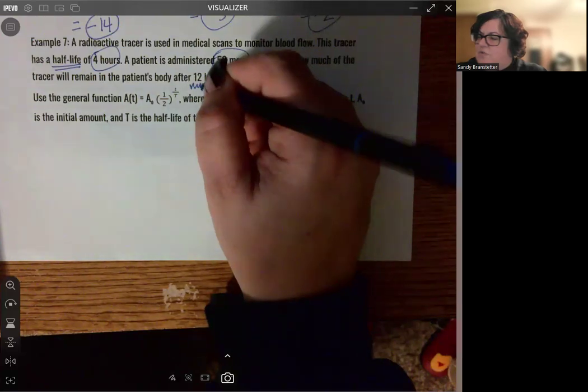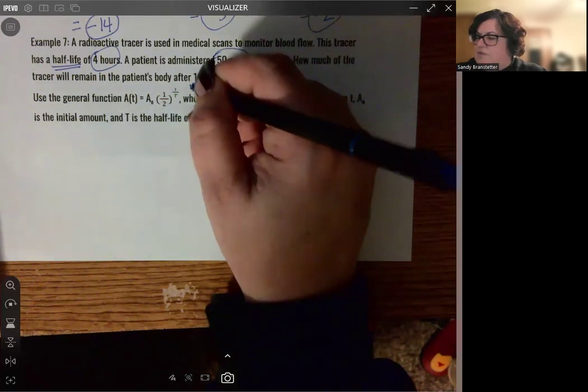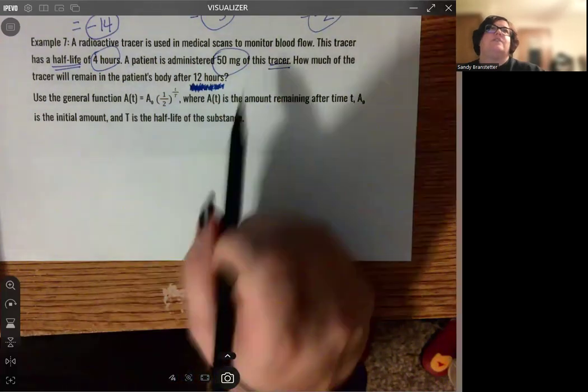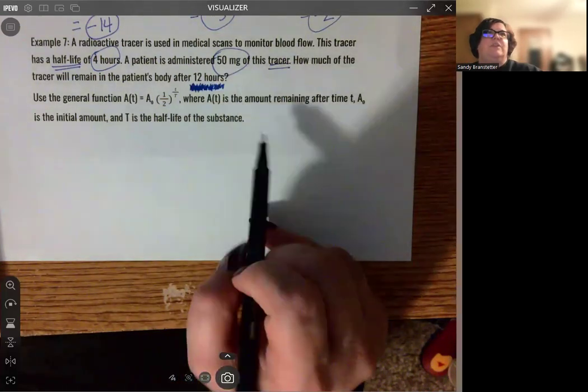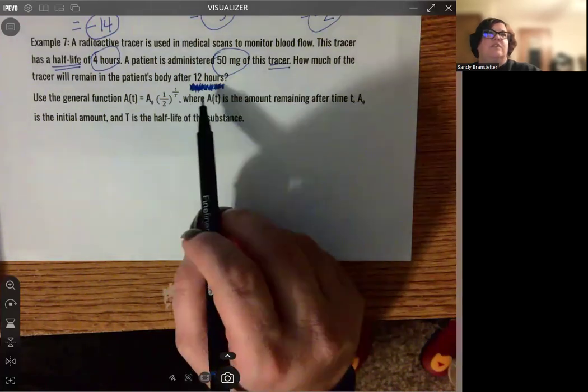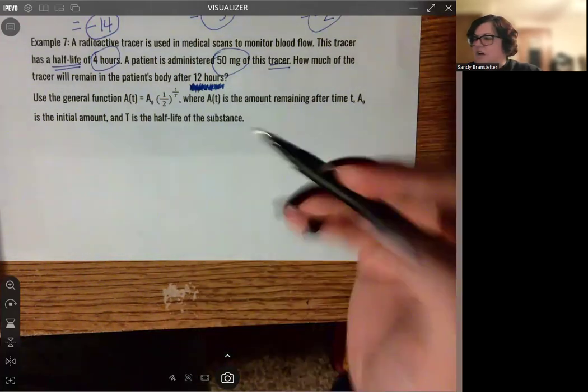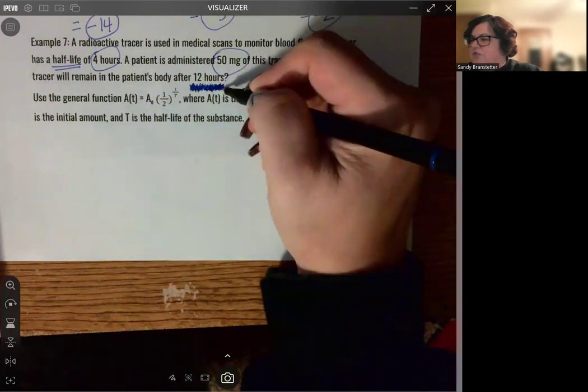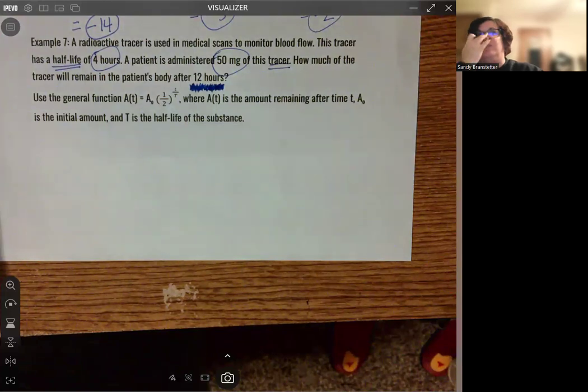So as I was reading, I went ahead and marked what I felt was the most important. The half-life is 4 hours. Our patient got 50 milligrams, and we're trying to find out how much is left after 12 hours. Those of you going into nursing and medical fields, this is one of the things you'll be doing.